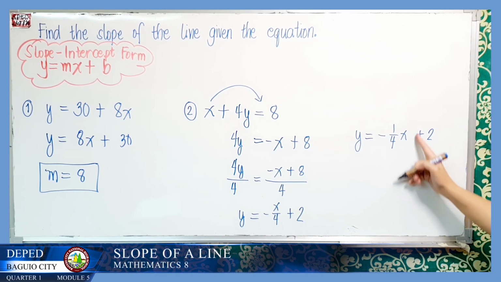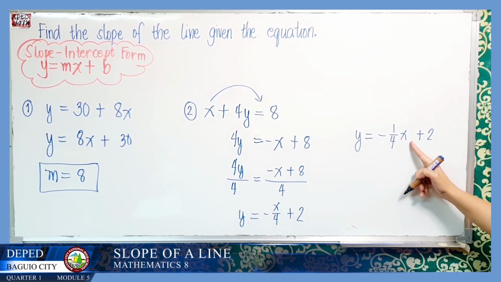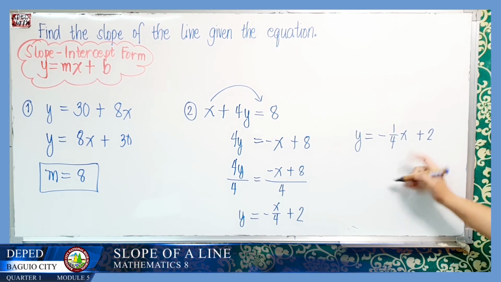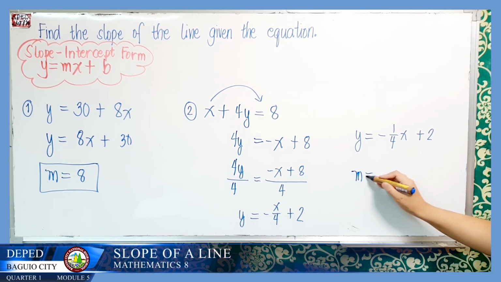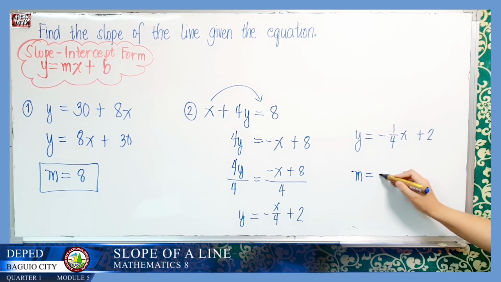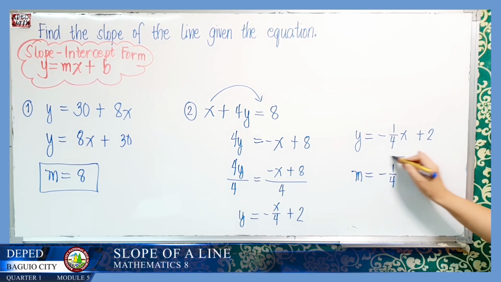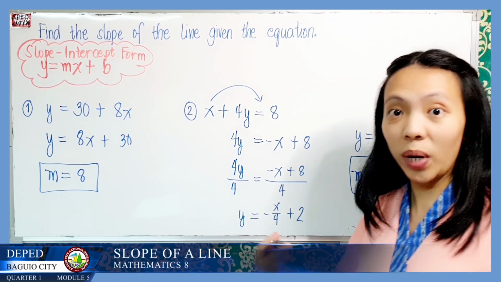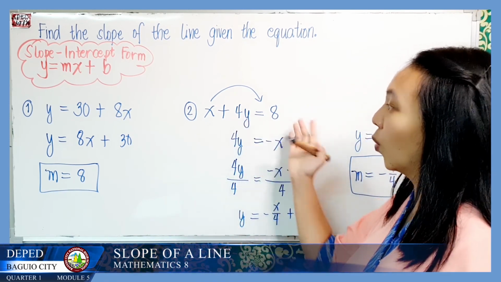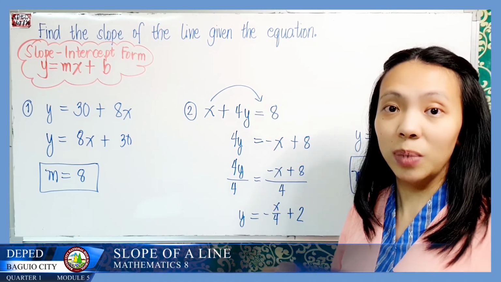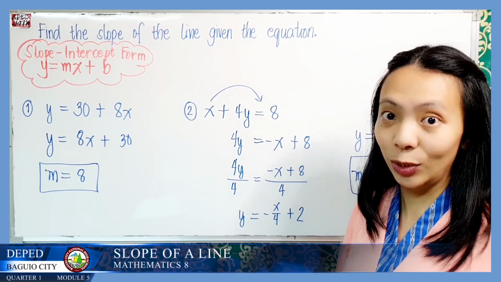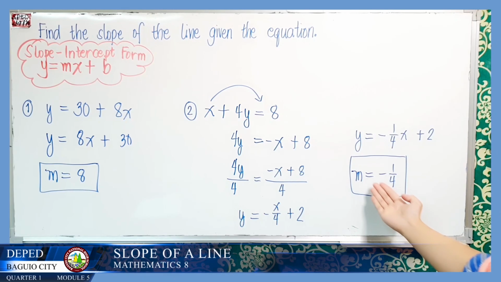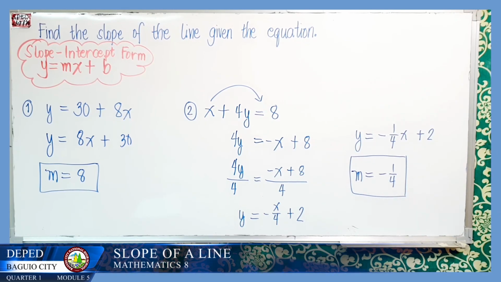Again, the numerical coefficient of x in the slope-intercept form is the slope of the line. In other words, the slope of the line in number 2 is negative 1/4. If we are to draw the line whose equation is x plus 4y is equal to 8, it must be a line that rises to the left since the slope of the line is negative.